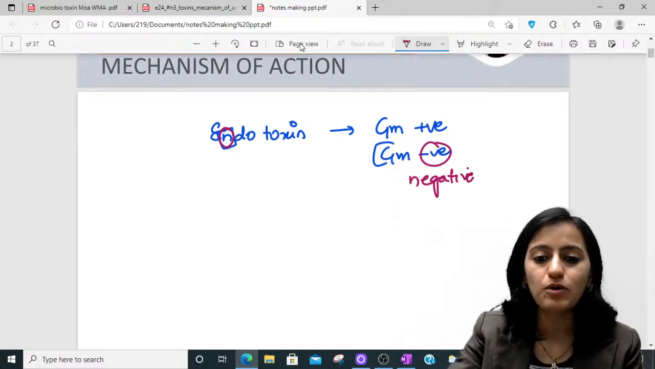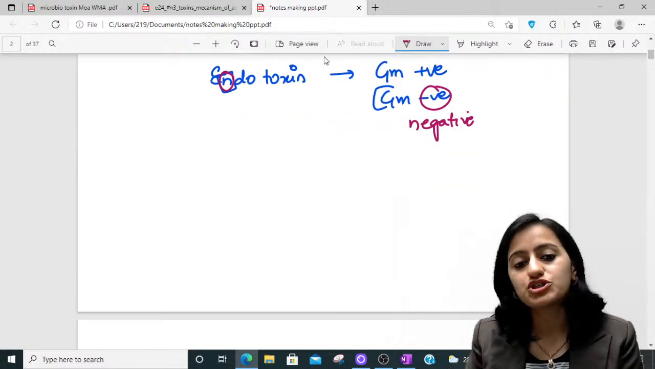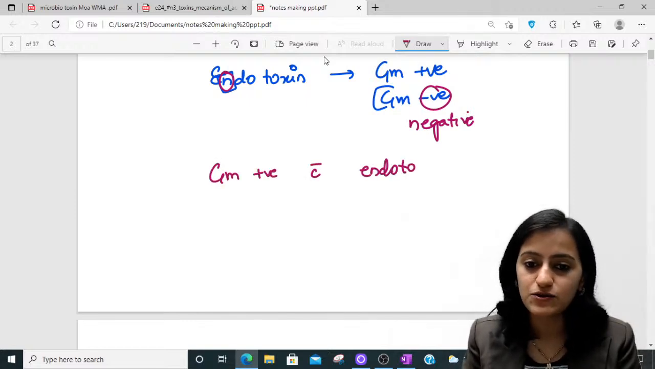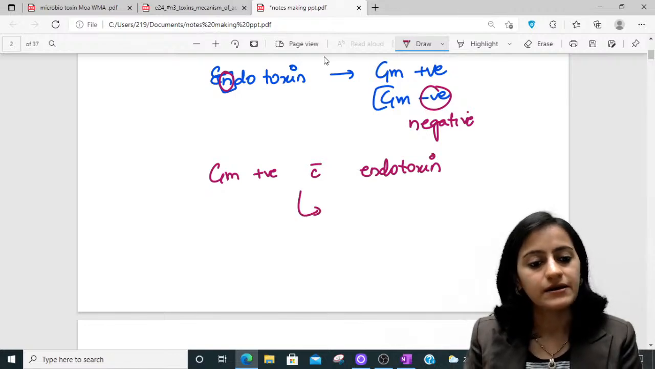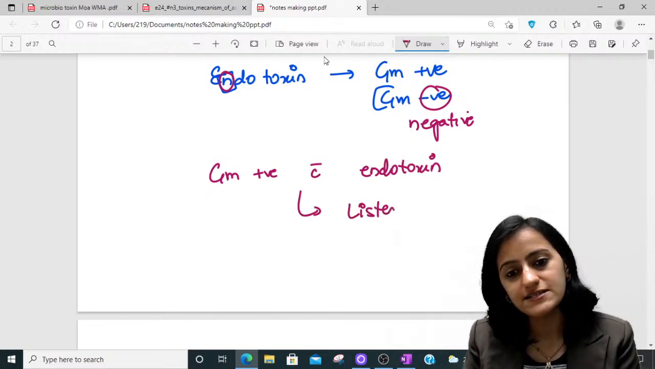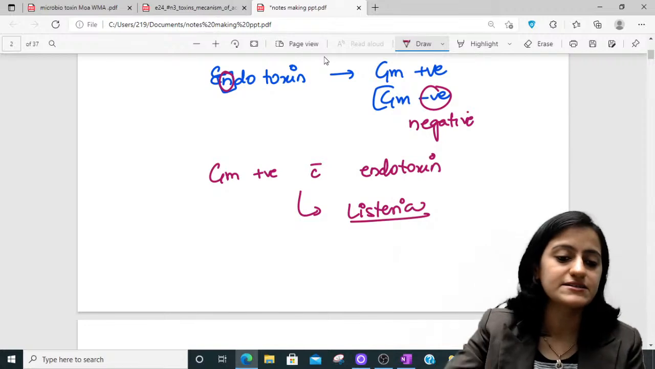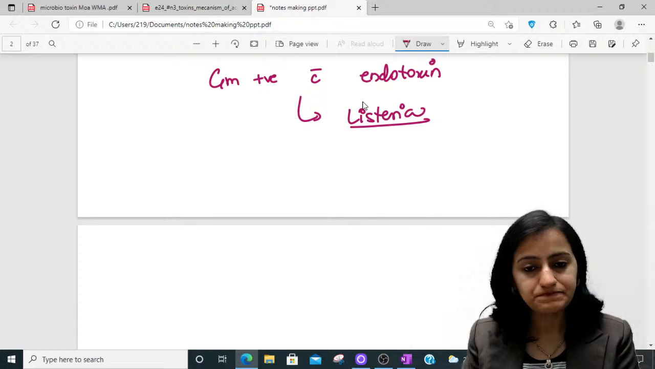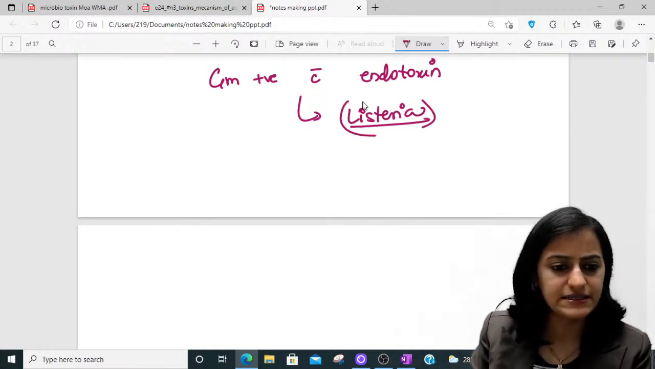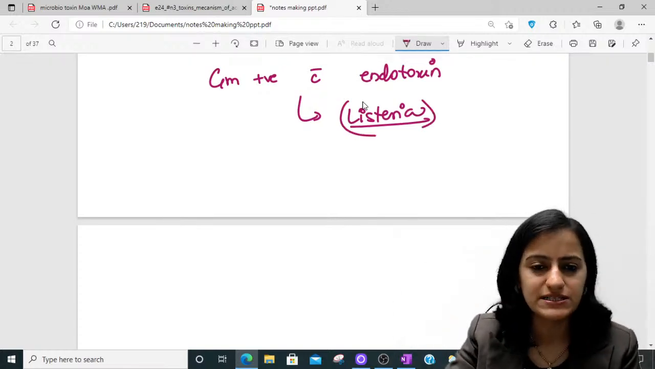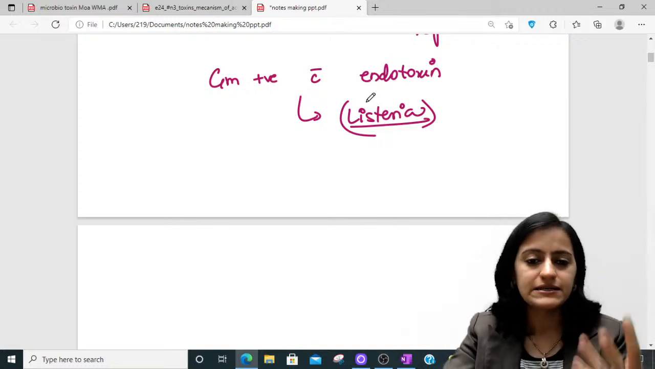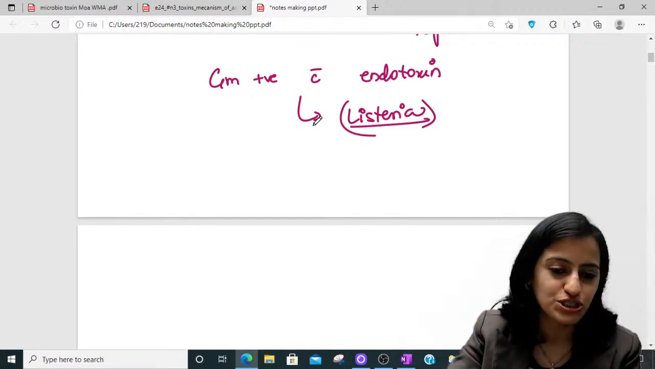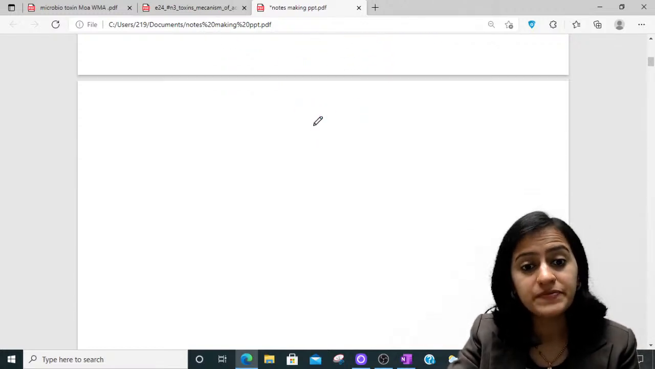The one gram positive bacteria which has endotoxin is Listeria, right? Listeria is what we have read is important for neonatal meningitis as well. During the delivery, it can cause infection to the newborn. Abortions, it is one of the predominant causes.